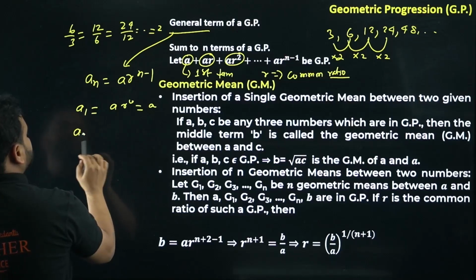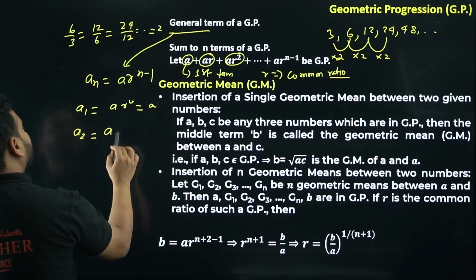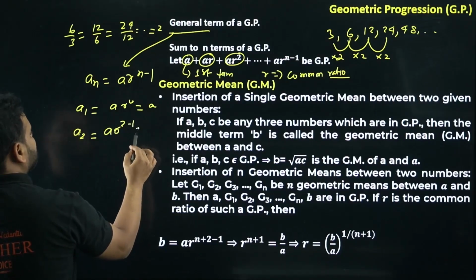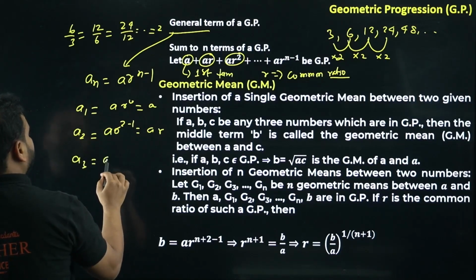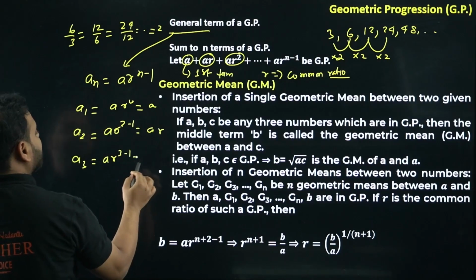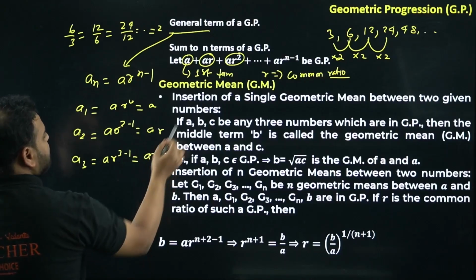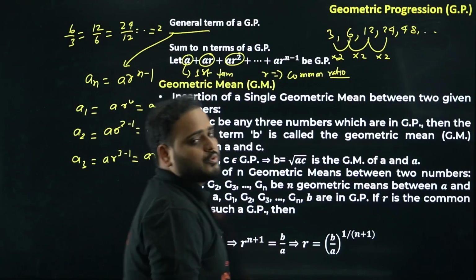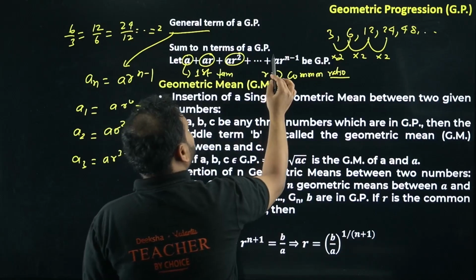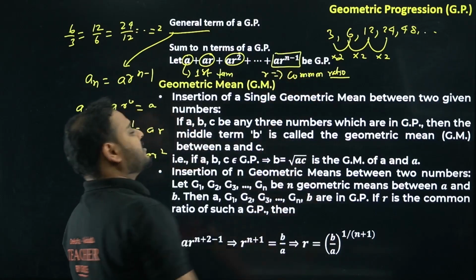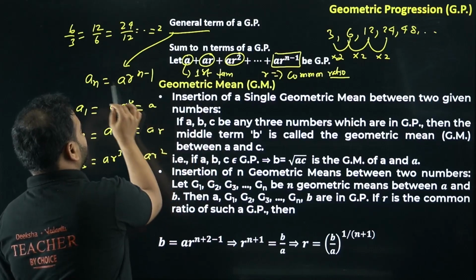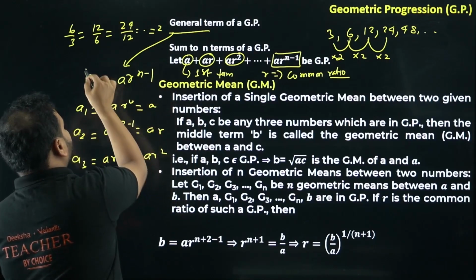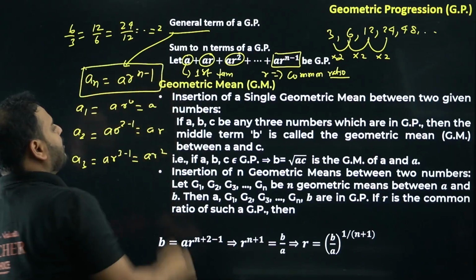If I put n as 2, it will become A times R power 2 minus 1. How much is that? Simply AR. If I put n as 3, it will become A times R power 3 minus 1. How much is that? AR square. Same thing is over here: AR square, and so on. This AR power n minus 1 is called the general term of the GP. Please check. Extremely important.